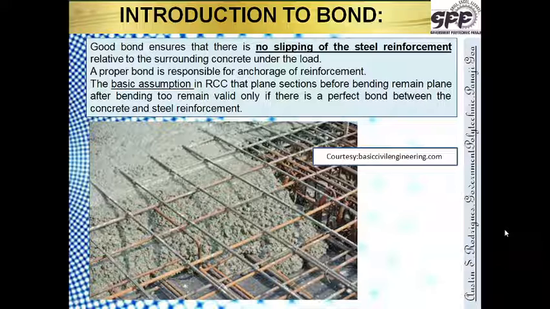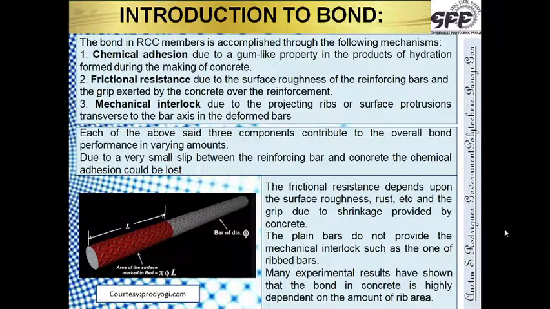Now why am I stressing on this? We all know that the RCC members are not homogeneous. They are not having the same properties right from top to down. They are made of different materials. Now if this RCC member has to be acting as one, plane sections before bending have to remain plane after bending also. That means steel also has to remain in position at any point of time. So the basic assumption in RCC remains valid only if good bond is existing.